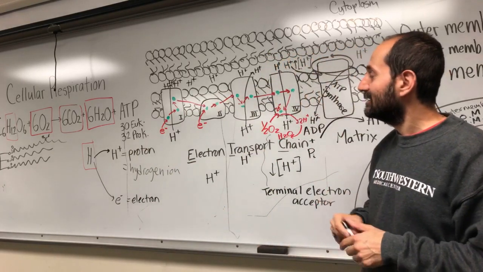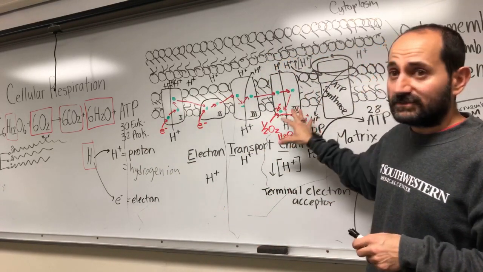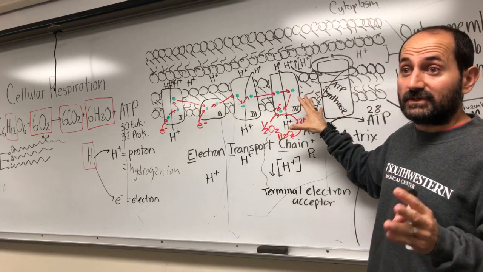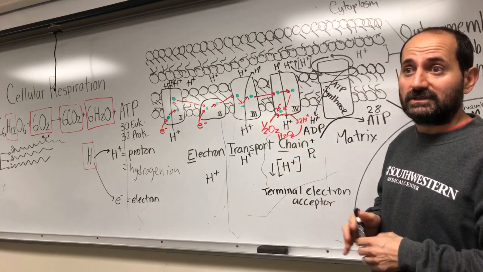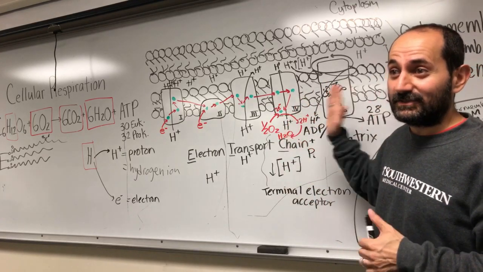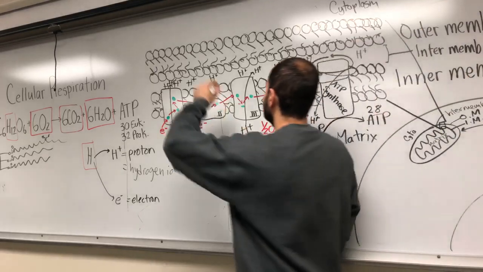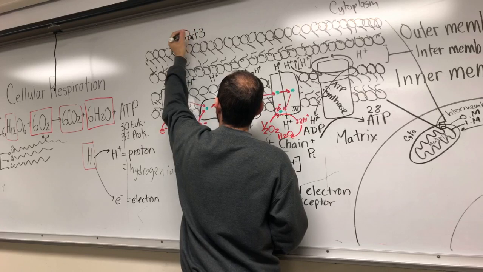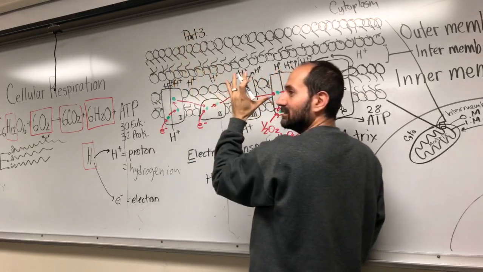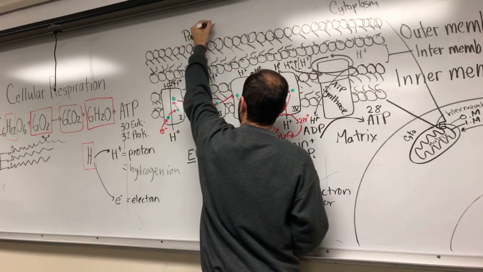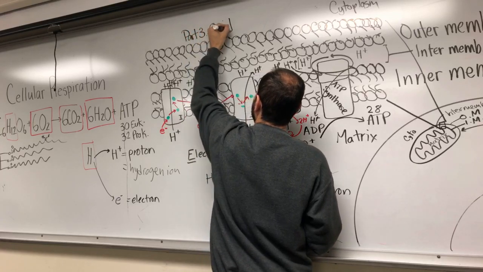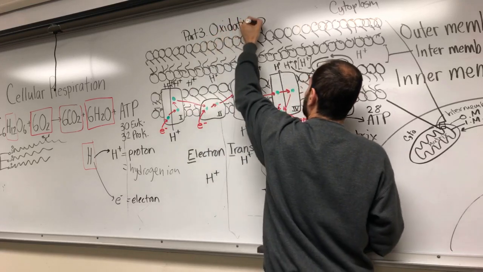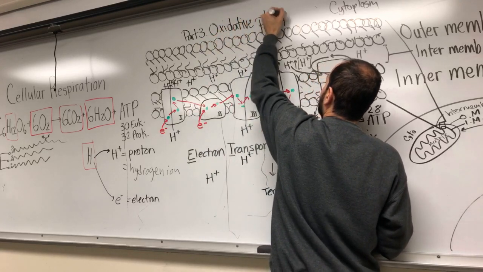Interesting, right? So this is called step 3. This is part 3 of cellular respiration. Cellular respiration is 3 parts. This is part 3. So I'm going to write, part 3. Oh my God, 2 more parts. This is the third and final part. Remember I said I would start at the end, right? And the third part is called oxidative phosphorylation.